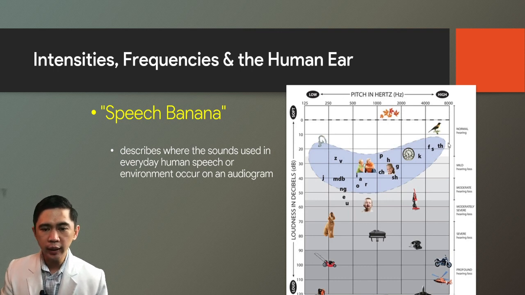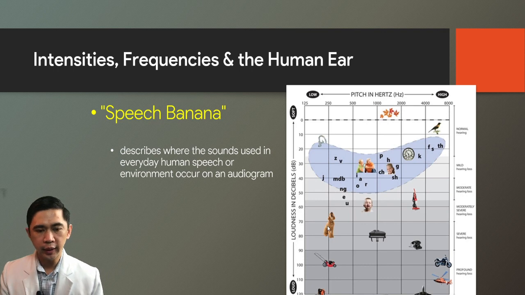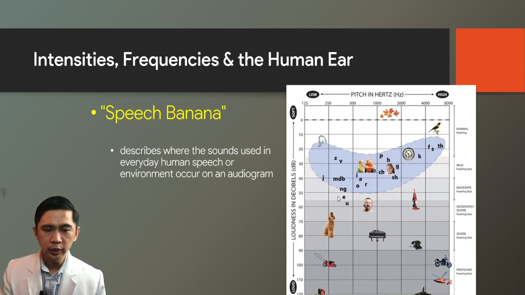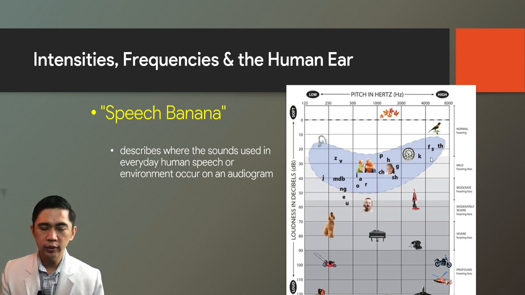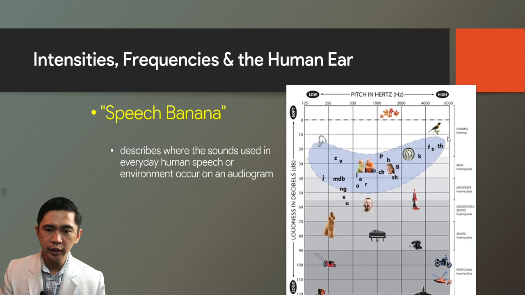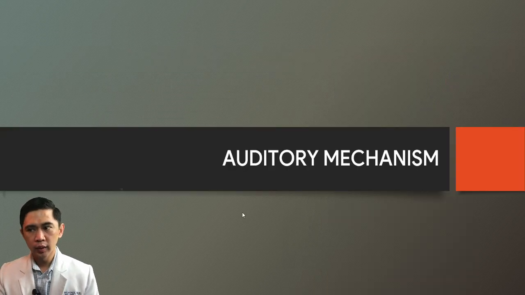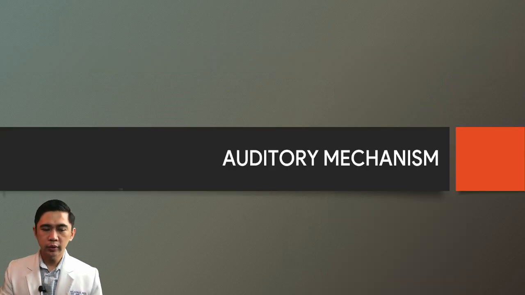So this diagram also shows us the everyday sounds that nature provides. The dogs usually bark at lower frequencies, the piano in the mid-tones, the jet at the higher frequencies. So if you have a loss of hearing in different frequencies, you will tend to miss out on the sounds that exist in those frequencies. Now let's go to the auditory mechanism.